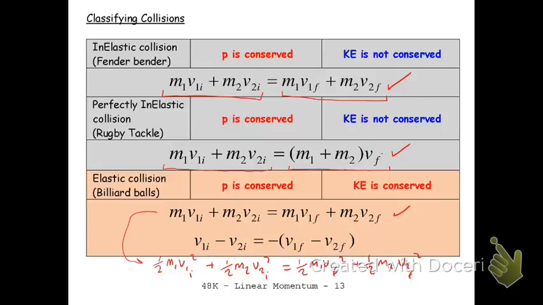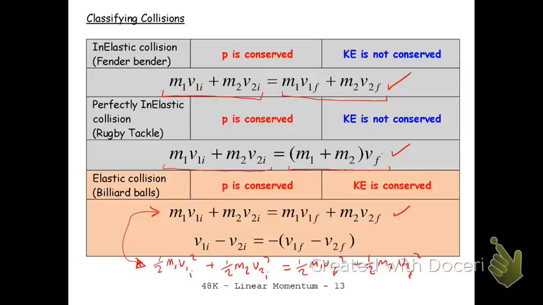Two objects before, same two objects afterwards, different velocities. The problem with this is that trying to combine those two equations in a simultaneous equation system is a total pain. You can try it, people do try it, and mathematically it takes a lot of work to sort out what's going on.